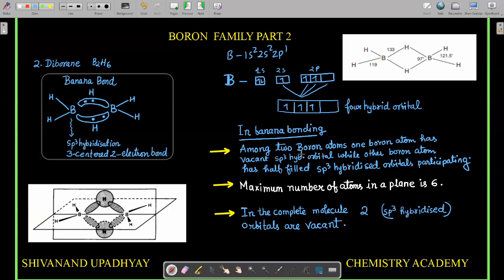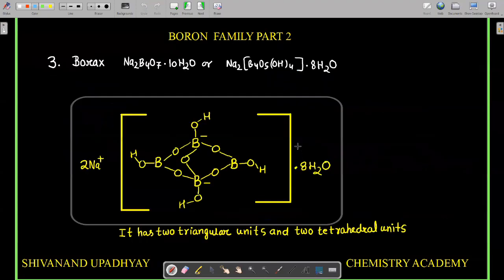We are going to study diborane in detail in coming lectures. Now the next is borax. We have to study the structure of borax. So chemically borax, we write Na2B4O7.10H2O, but this writing is just to confuse you. There is no 10 water of crystallization.